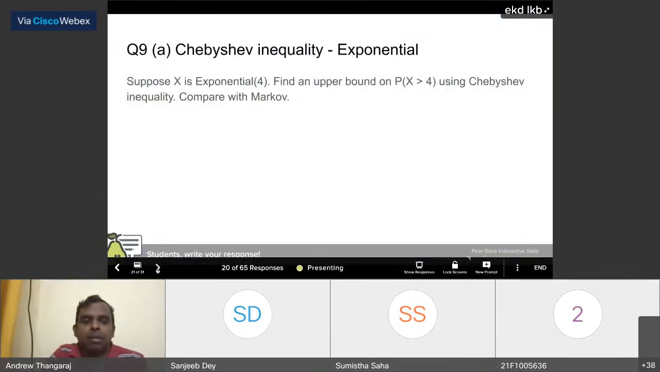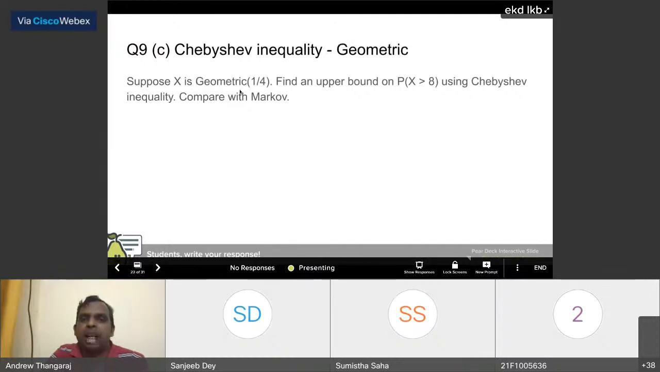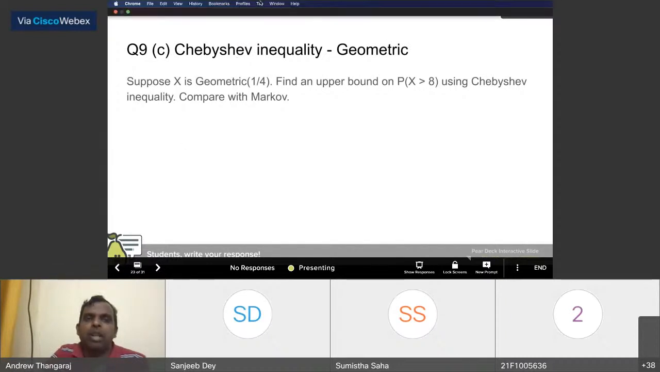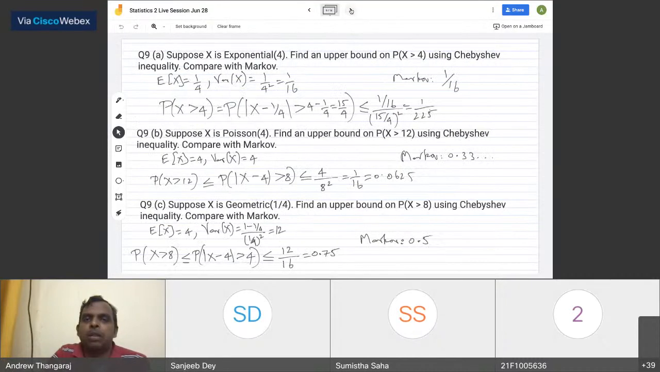Now, there is similar question with Poisson and geometric also. Okay, so I'm not going to discuss all these things or give you enough time for all these things. So let's go through and see the solution again. Something I've written up. So the trick is to be very careful about this event that I'm asking. So exponential 4, expected value of x is 1 by 4, variance is 1 by 16. I'm asking for x greater than 4. Now I have to go to this mod x minus 1 by 4, right?